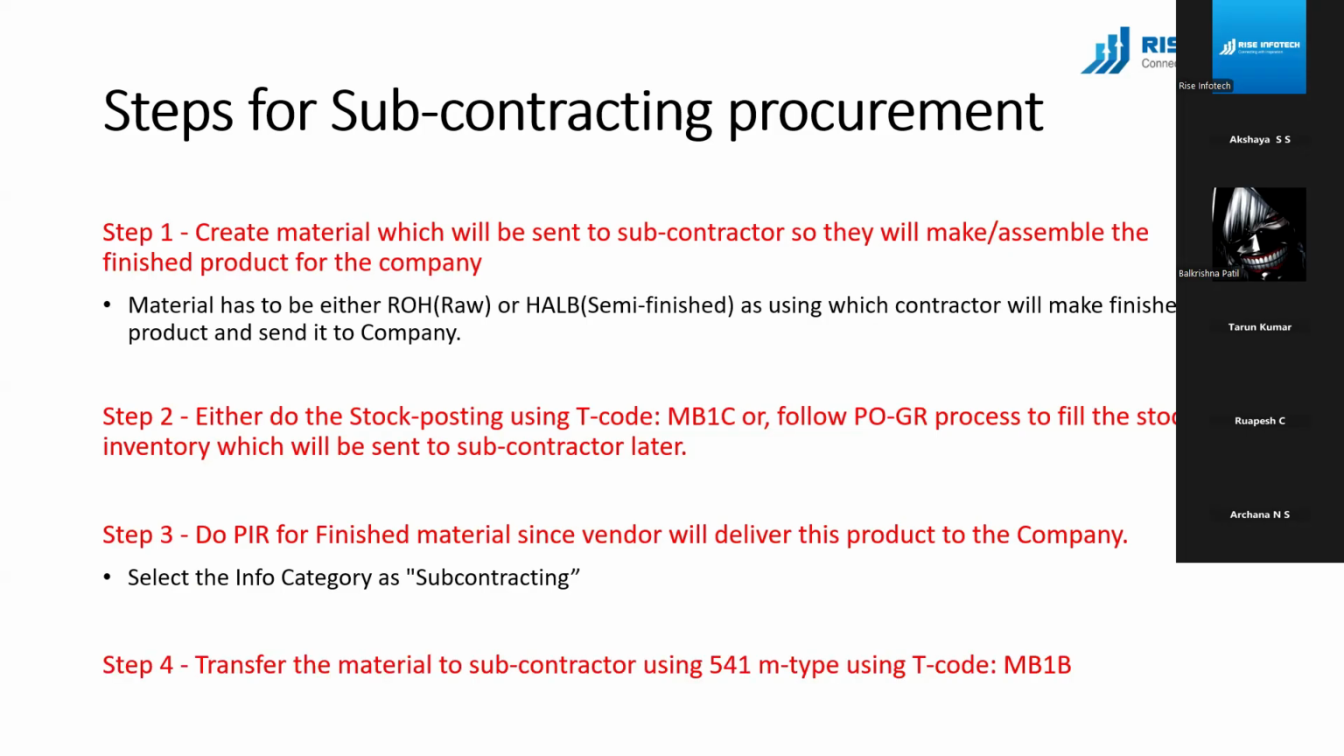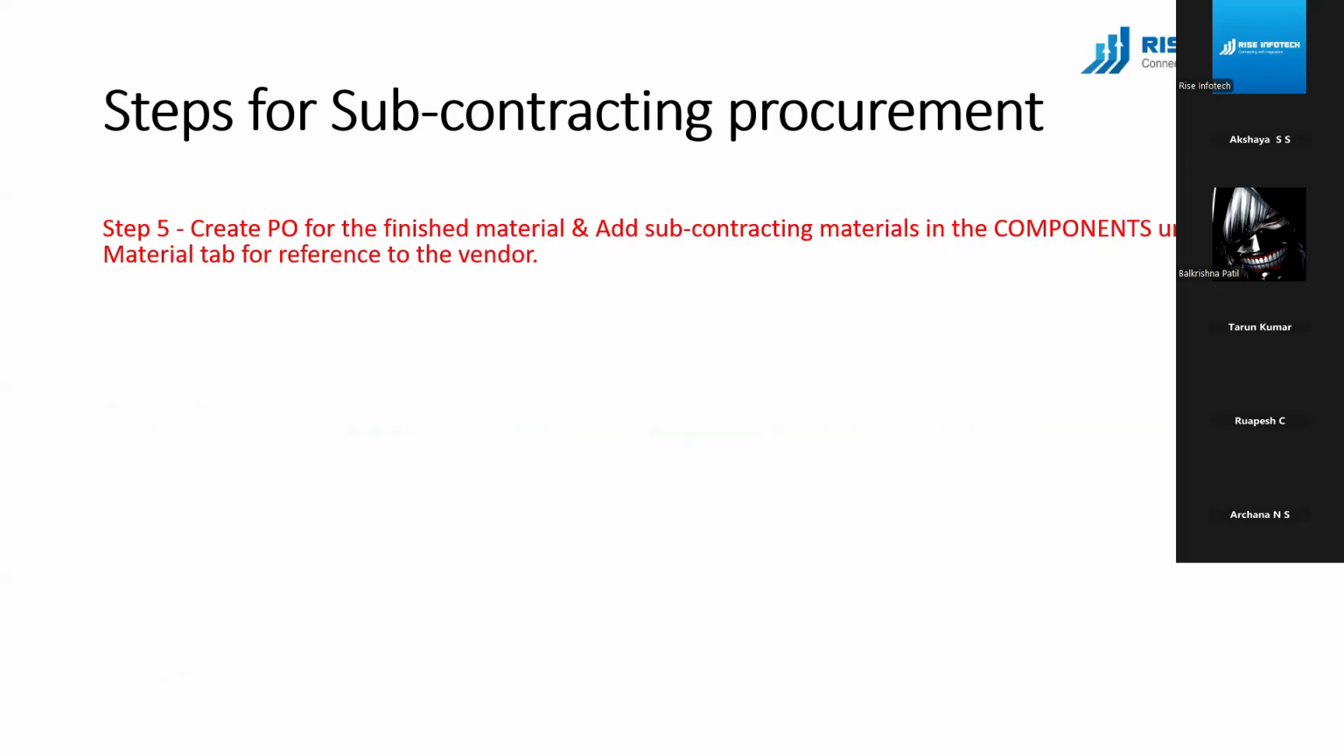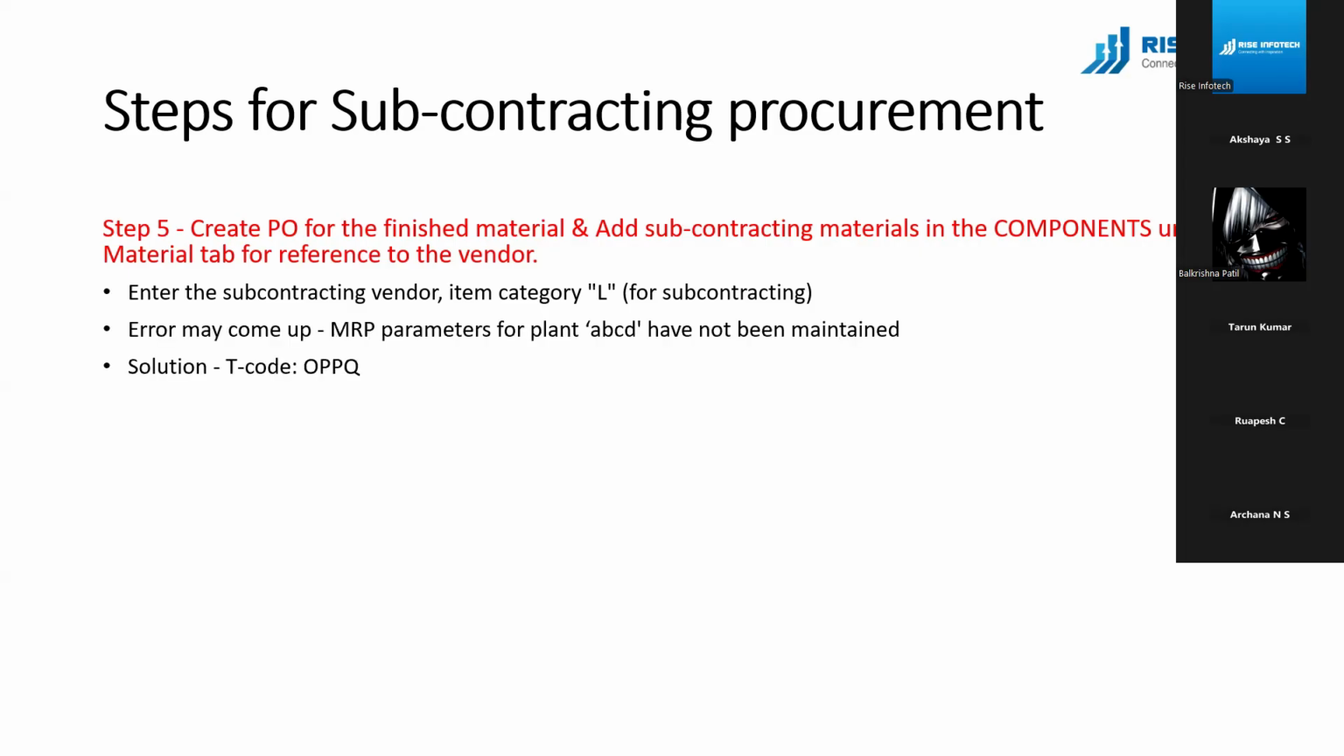We have to ensure that whatever materials we are going to send to the contractor are transferred successfully through the MB1B T code, and the movement type has to be 541. Step 5 is to create the PO for the finished material which will be delivered by the vendor. For reference, under the components tab, we have to add those components, whatever materials we are sending to subcontract. The item category here has to be L.